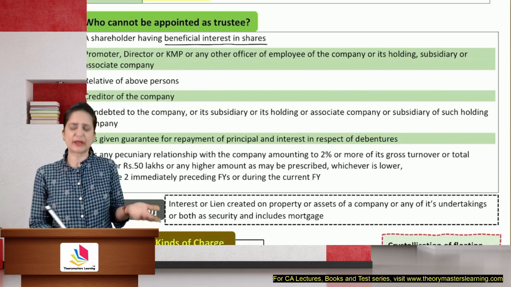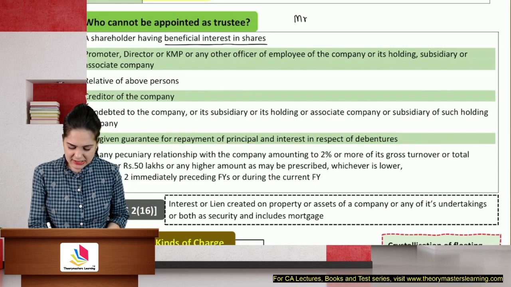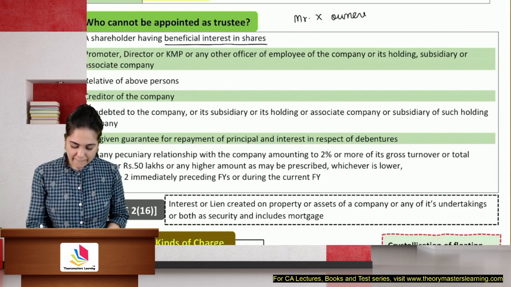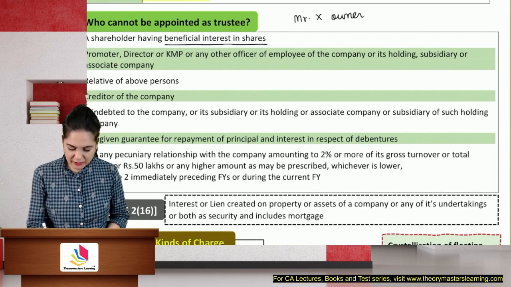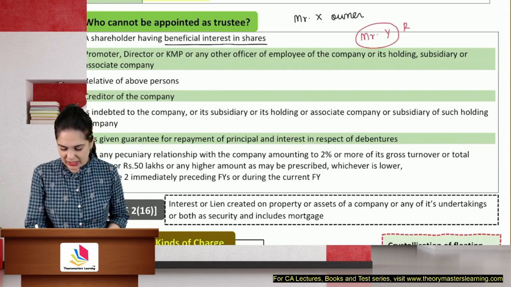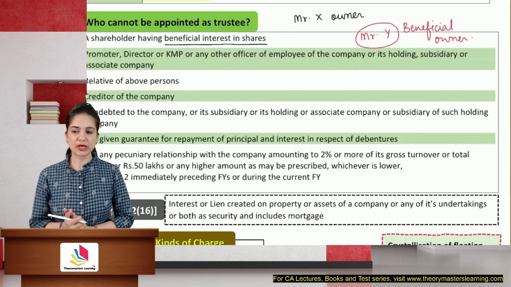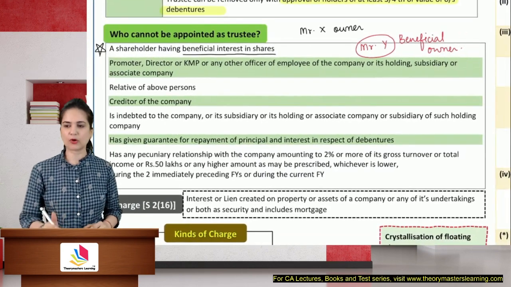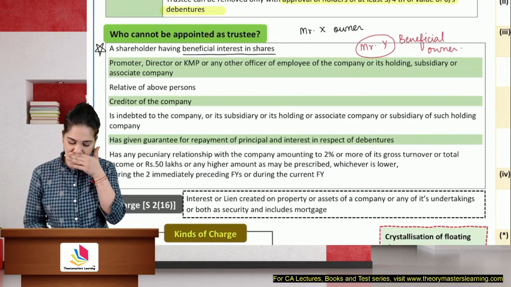Now, who is a person having beneficial interest? Mr. X is the owner of shares. He is the owner, but he tells the company that pay dividend to Mr. Y. Mr. Y is going to get dividend. He is the beneficial owner of shares. Okay. So a shareholder or a person having beneficial interest cannot become a trustee.